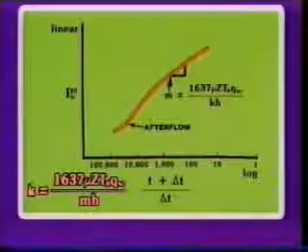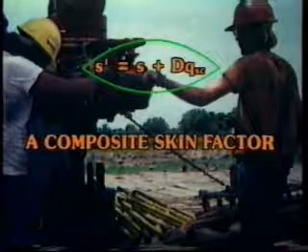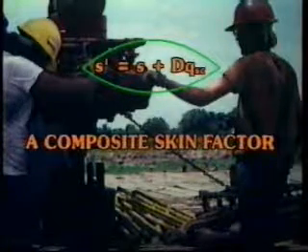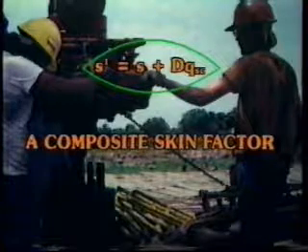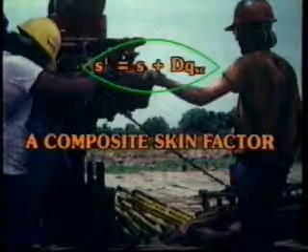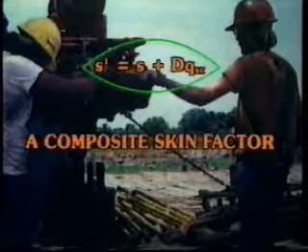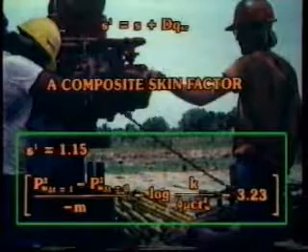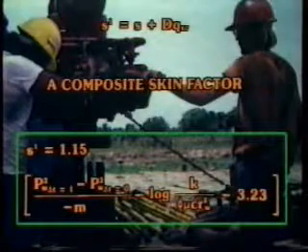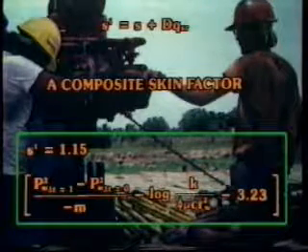For convenience, we define a new term, S prime, equal to S plus D q sub SC. S prime may be thought of as a composite skin factor. It is shown in your manual that if we perform a buildup test, S prime may be calculated using the relationship shown here.